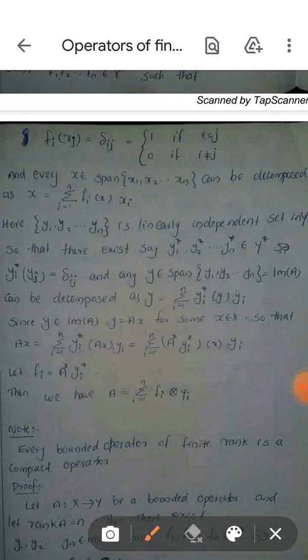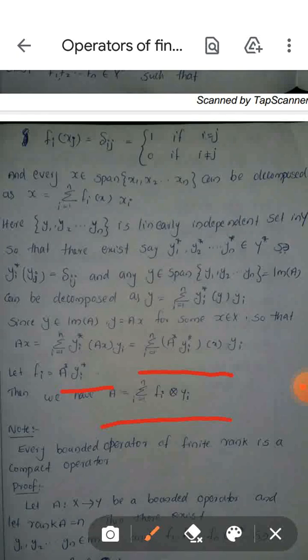Since y belongs to image of A, y equal to Ax for some x belongs to X. So we can write Ax instead of y. So Ax equal to summation i equal to 1 to n yi star of Ax into yi equal to summation i equal to 1 to n A star yi star of x into yi. Then let fi equal to A star yi star. Then we have A equal to summation i equal to 1 to n fi tensor product with yi.